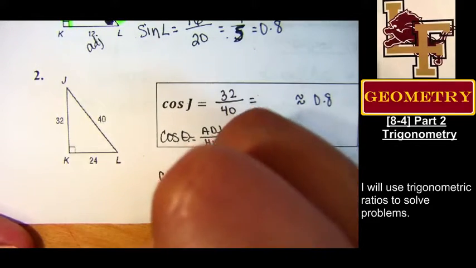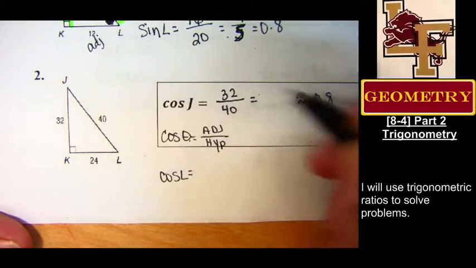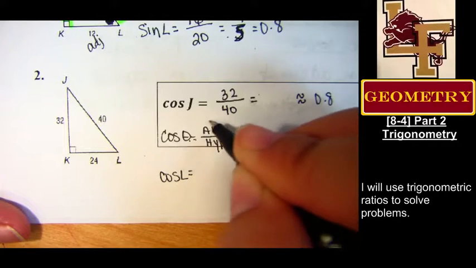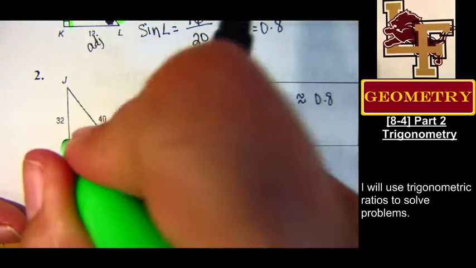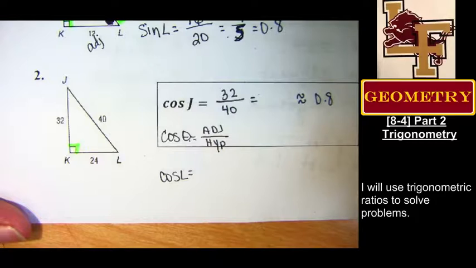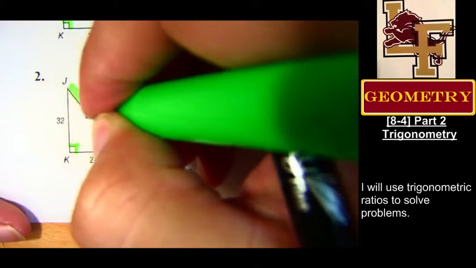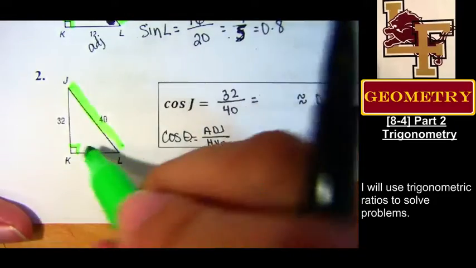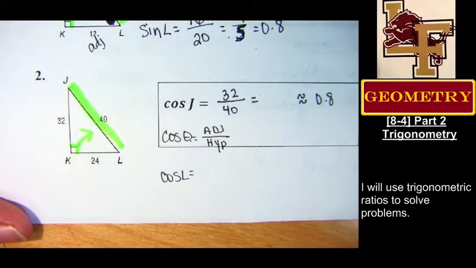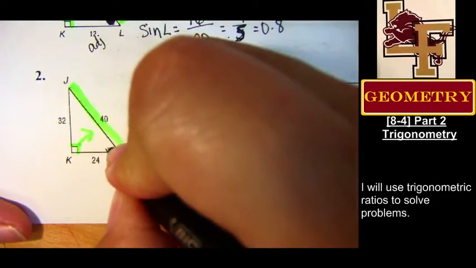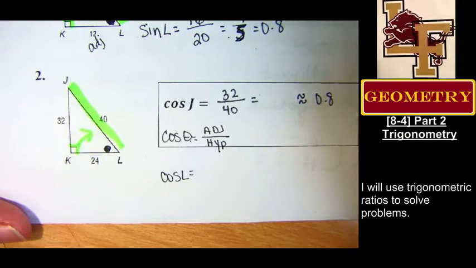Let's do cosine. We're going to do the cosine of L. Cosine is given by adjacent over hypotenuse, so we need to find the hypotenuse. There's the right angle. Which one is the hypotenuse? I heard 40 because it's directly opposite the right angle.